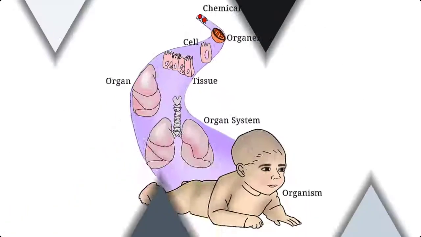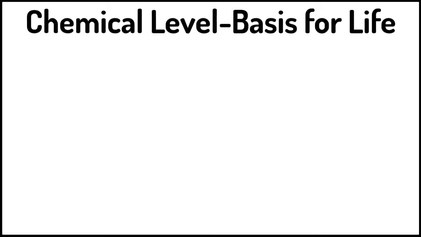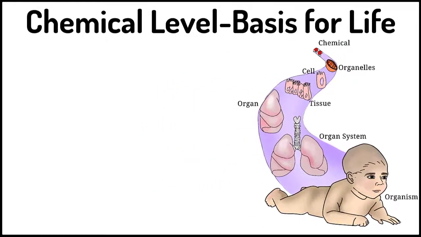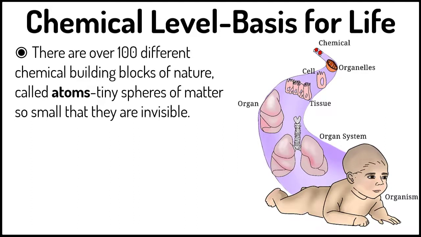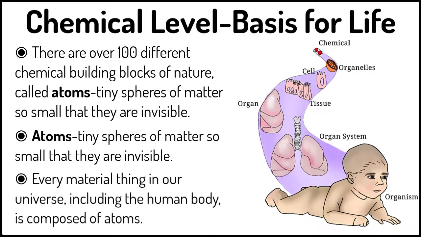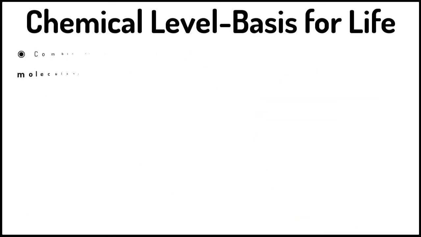First, we will talk about the chemical level, which is the basis for life. You can note in this figure that organization of the body begins at the chemical level. There are over 100 different chemical building blocks of nature called atoms. These are tiny spheres of matter so small that they are invisible. Every material thing in our universe, including the human body, is composed of atoms.